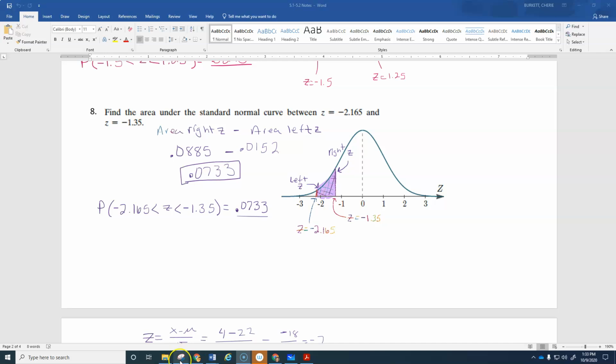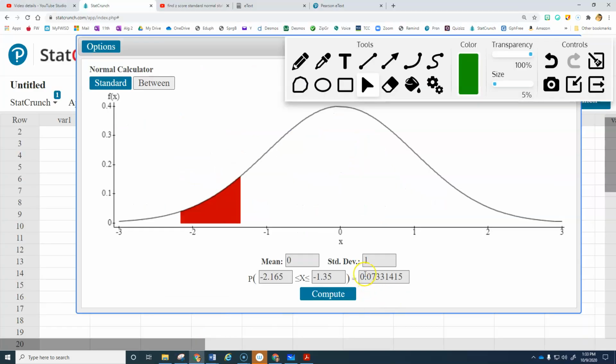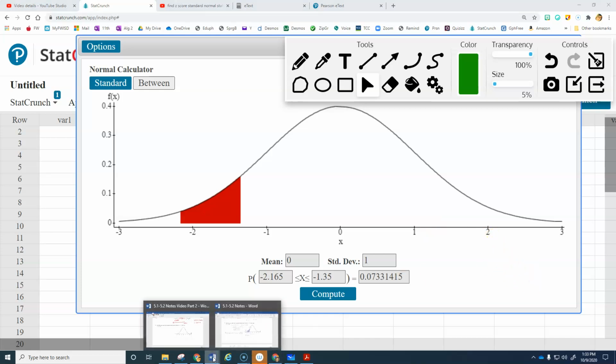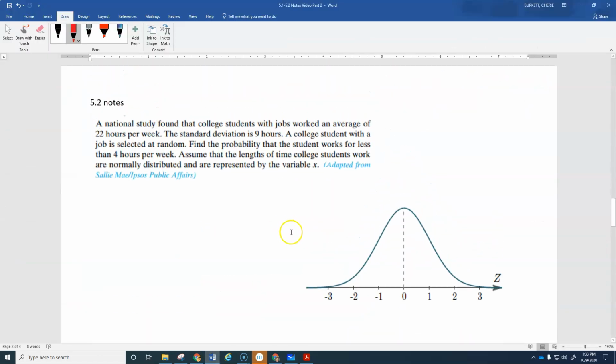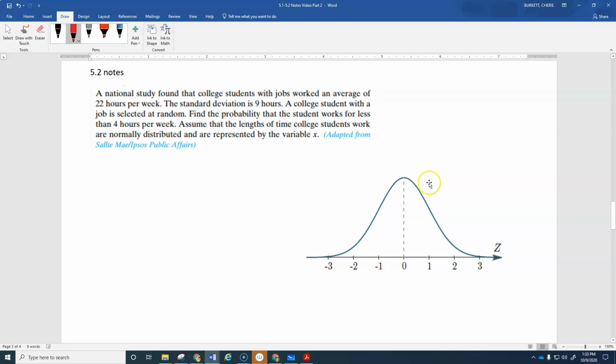I also did it on StatCrunch and got 0.0773. So not too bad if you use StatCrunch to do it. The rest of the paper is about having information that is not on your standard curve.